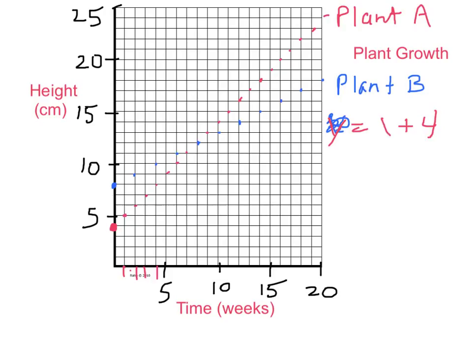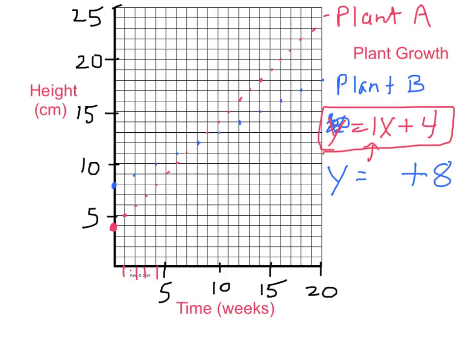So the equation is going to be 1x because the rate of change is 1. All right, so y equals 1x plus 4, or you can just say y equals x plus 4, same thing. All right, so there's the rule for plant A. And then plant B, let's get a different color. Let's get blue. All right, so the initial height for plant B is 8 centimeters. So this is going to be a +8.